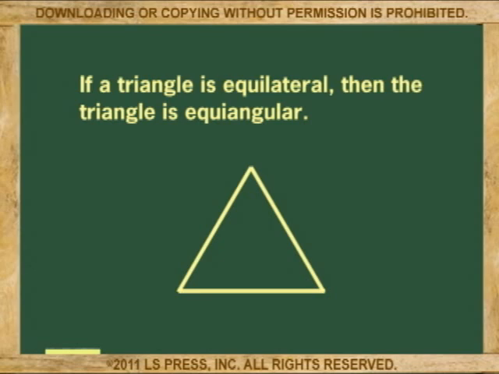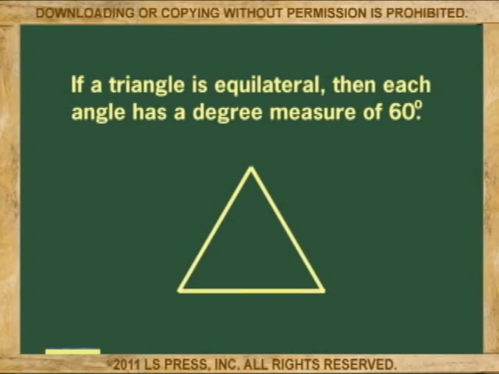If a triangle is equilateral, then the triangle is equiangular. If a triangle is equilateral, then each angle has a degree measure of 60 degrees.